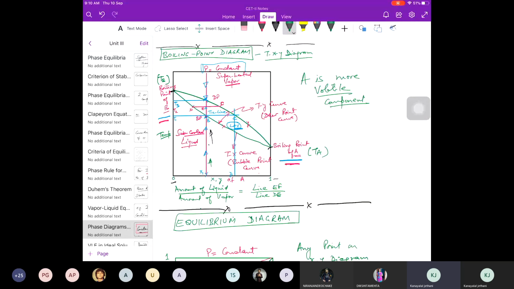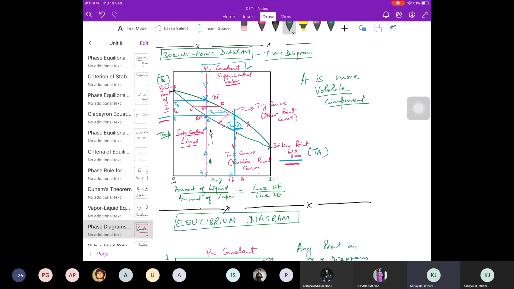Composition is given, pressure is given. यहाँ पर pressure constant दिया है, right? Pressure is given, composition is given, we are finding temperature and vapor composition. समझ में आया? So this is bubble point calculation. It can be for pressure as well as for temperature.